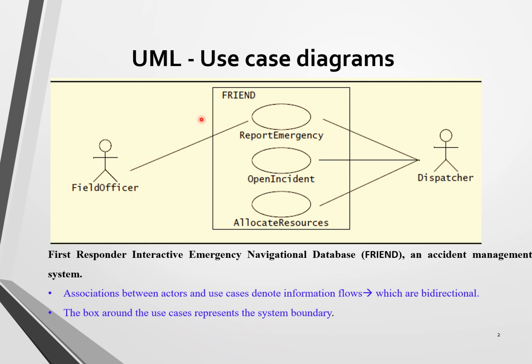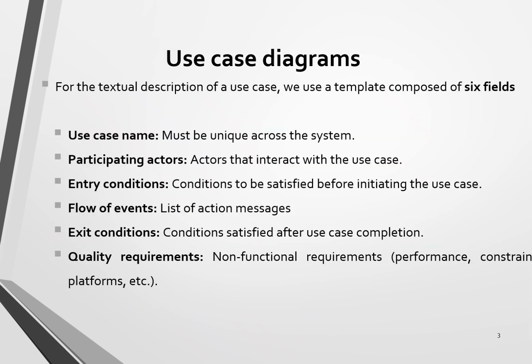Here the lines indicate the association between the actor and the use case. The information flows between these two components. The rectangle box around the use case represents a system boundary.